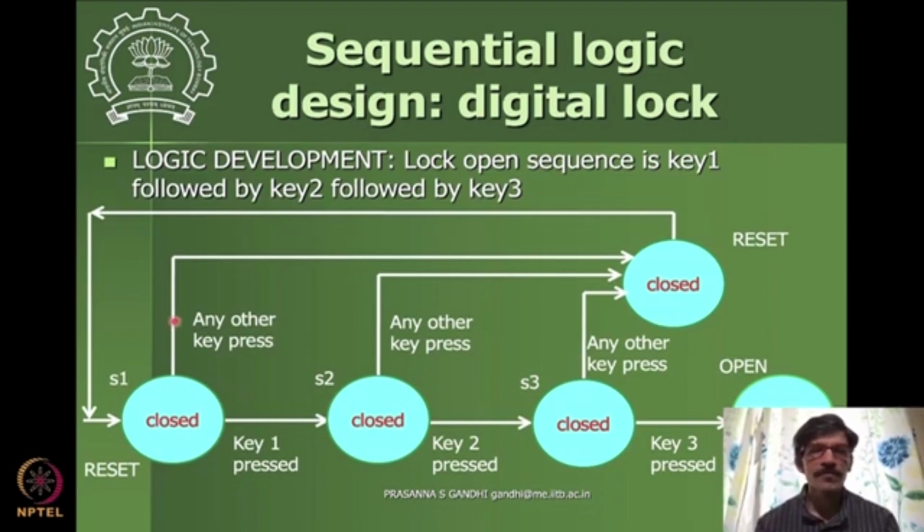Once you have this diagram, just as you have a table in combinational logic, in sequential logic you develop a state diagram. Once you have a state diagram, one can start writing a table. So how do we develop a table now? Let's say the states S1, S2, S3 are there as they are. We see that key 1, key 2, key 3 are pressed, and we will introduce in the state diagram a notion of previous state. That's how we'll use a memory.